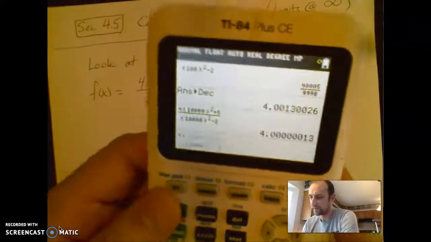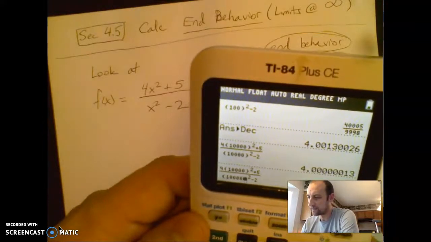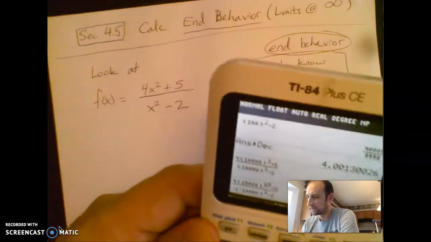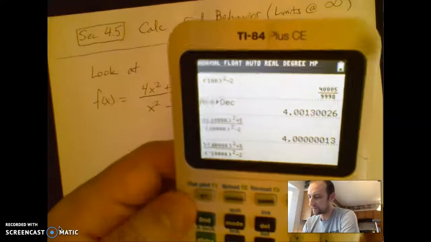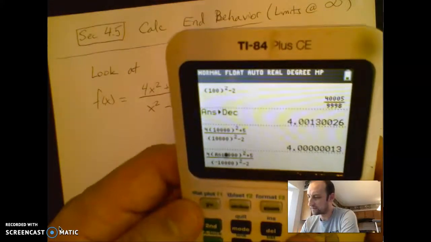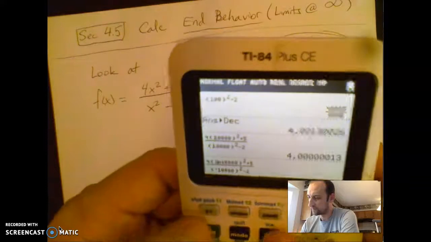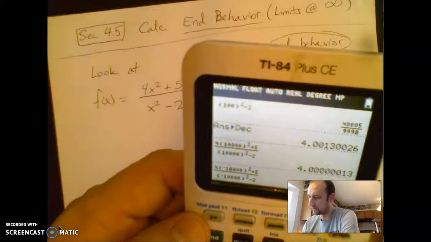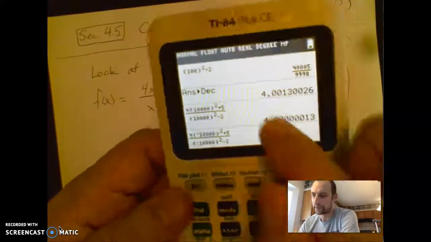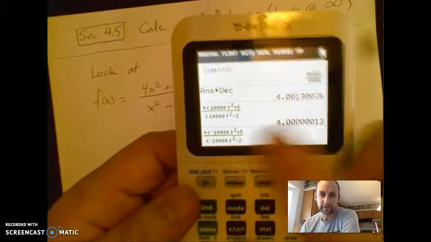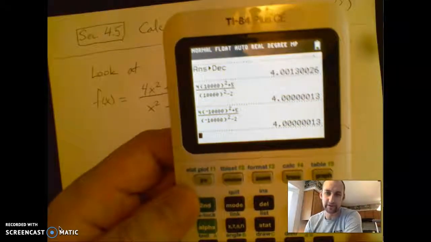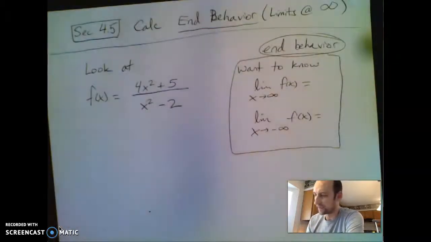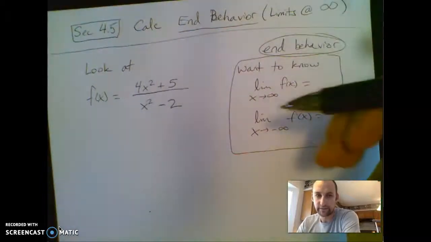But what if it was a negative 10,000? So we'll go insert a negative sign. I want to know what happens to it as it goes way to the left also. There we go. So way out to the right, it looks like it's approaching a y value of 4. Way out to the left, it's also approaching a value of 4. So that's the brute force way. I don't want to really use that way, but it's always something you can do.